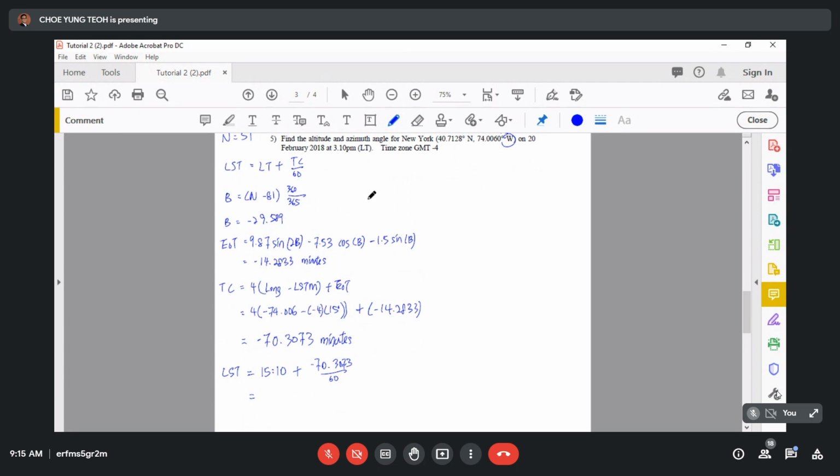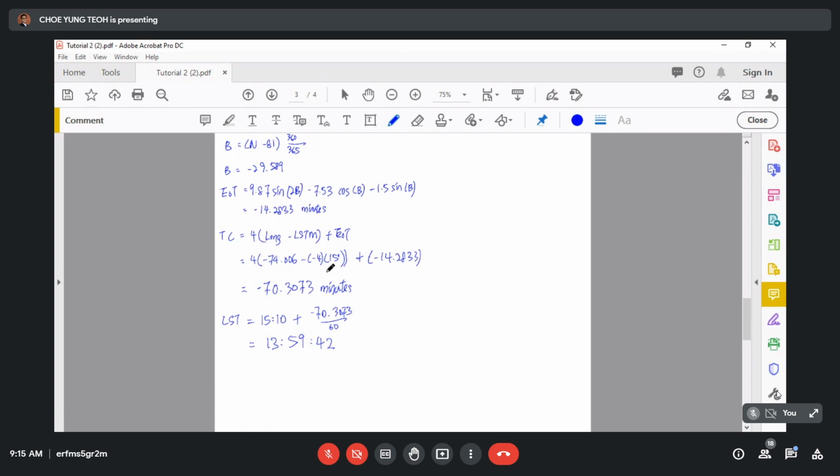Okay, 13.8449. Or if I write in hour and minute will be... okay. So from here, from the solar time, you should be able to determine the hour angle H. Hour angle will be local solar time minus 12 and multiply with 15 degree.